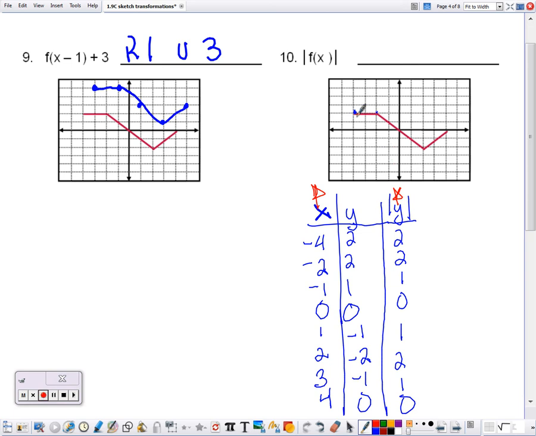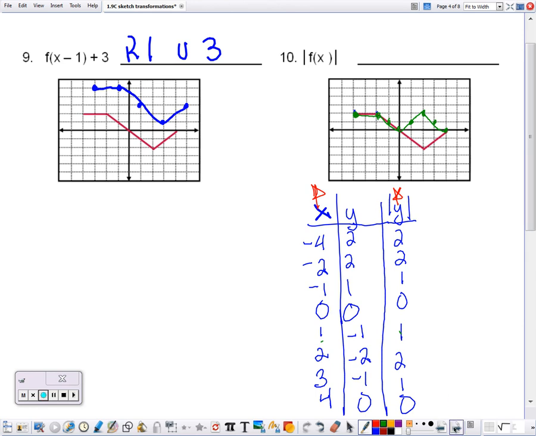So -4, 2, -2, 2. So these stay the same. But now on this side, it becomes 1, 1, 2, 2, 3, 1, and 4, 0. So what you notice is it takes any y value that was negative and makes the y value positive, but the x's stay the same.